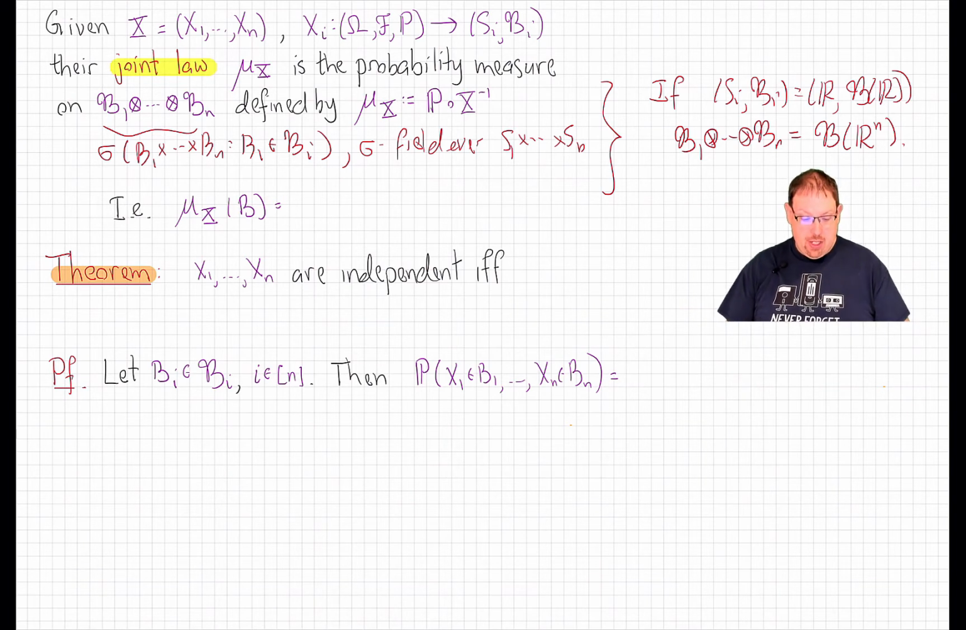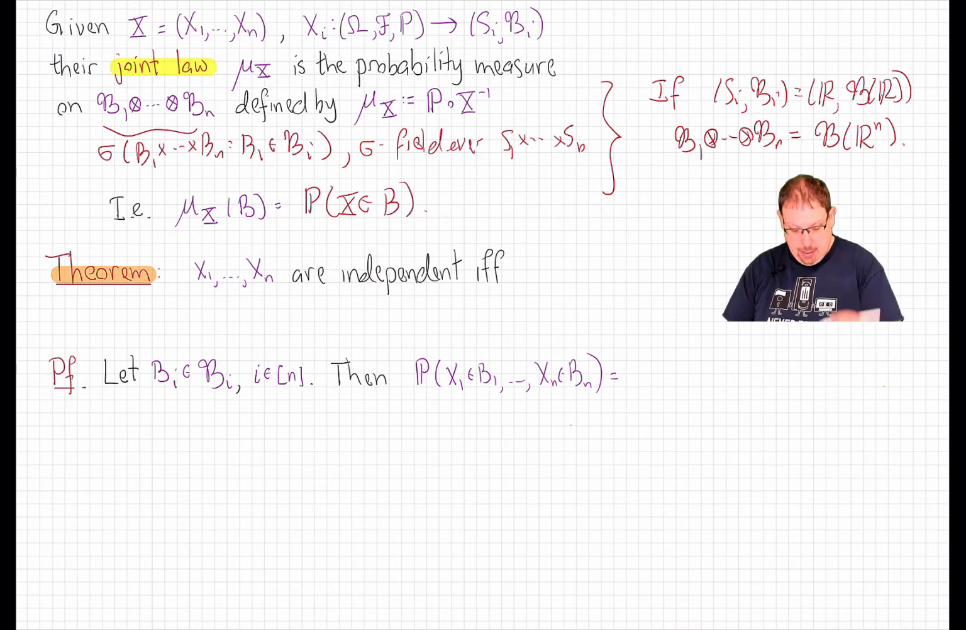One way or another, what we're saying is that the joint law of X is the probability measure on the product space defined by the measure of a product set B under mu_X is equal to the probability that X is in that set B. The theorem which characterizes independence now is that, in this general context, a finite collection of random variables X1 through Xn are independent if and only if their joint law is the product measure of their individual laws.